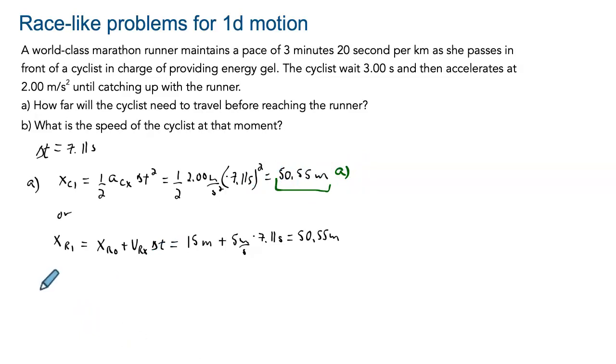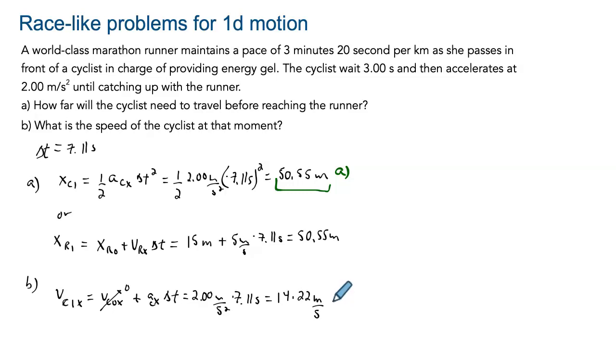And if we want to answer part B, which is asking for the speed of the cyclist at that moment, well, the final speed of the cyclist is just equal to the initial speed of the cyclist, which we said was 0, plus the acceleration of the cyclist multiplied by the delta t. So we'll just have 2 meters per second squared, which is the acceleration, times 7.11 seconds, and that gives us 14.22 meters per second. Okay, it's hard to make sense of it to see if it's a number that is likely. So if we transform this into kilometers per hour, I'll let you do this one, but you should get 51.2 kilometers per hour, which is a bit fast, but it's not crazy. So this is the speed of the cyclist at the end.